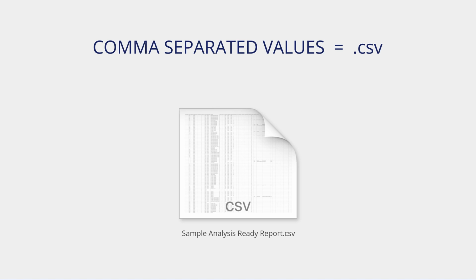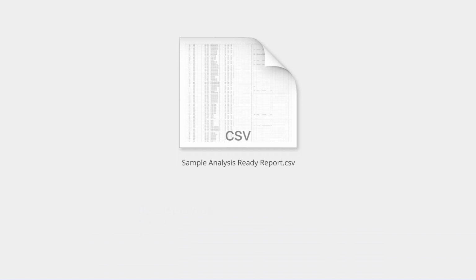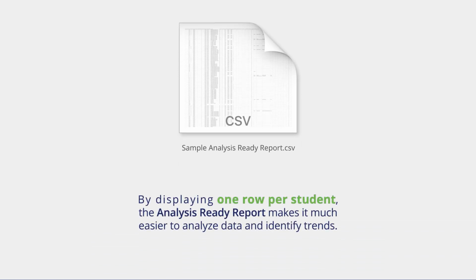The Analysis Ready report is a comma-separated values, or CSV file, that transforms the detail report into an analysis-ready format. By displaying one row per student versus multiple rows per student, the analysis-ready report makes it much easier to analyze the data and identify trends.